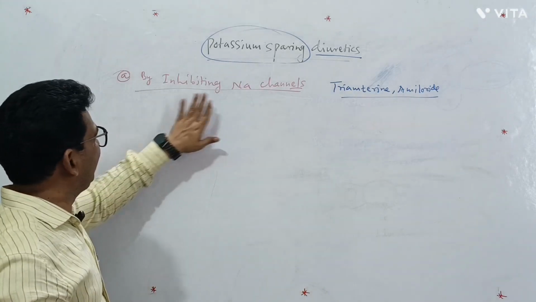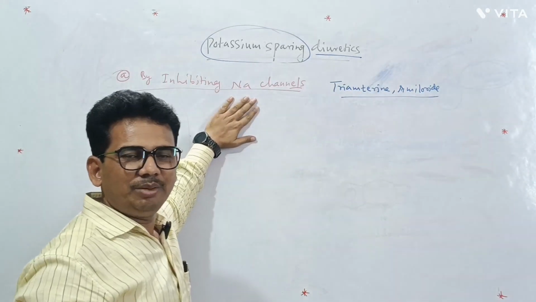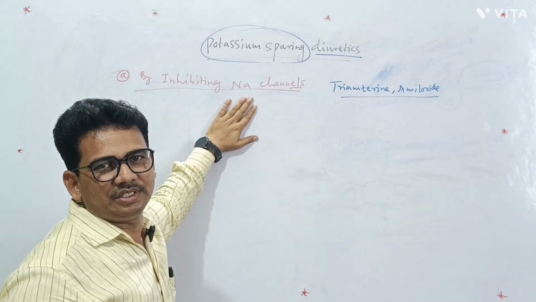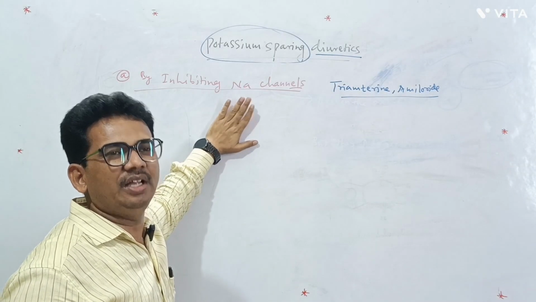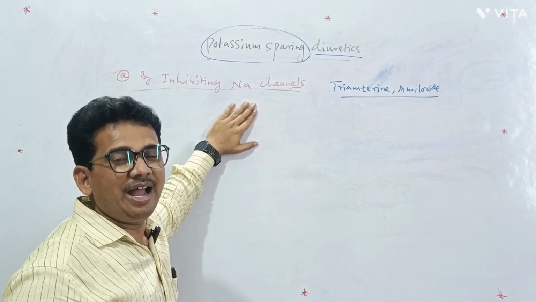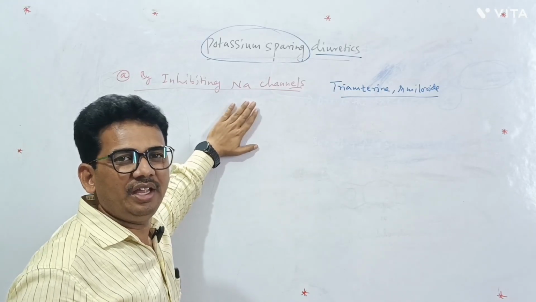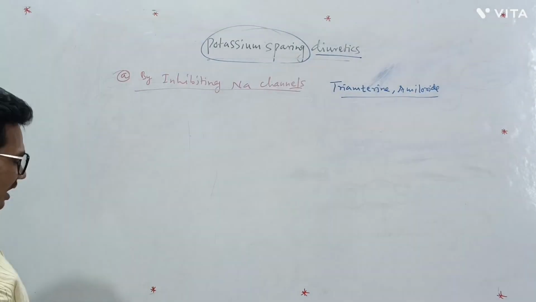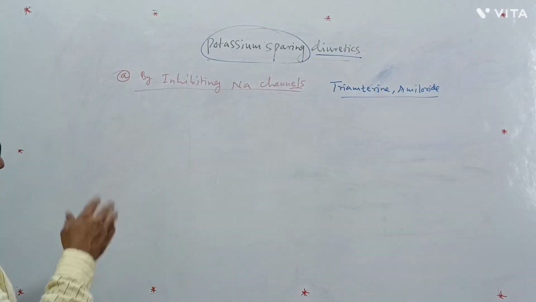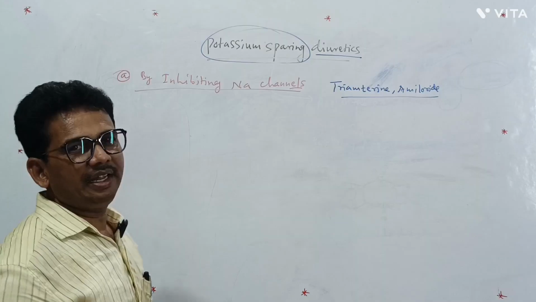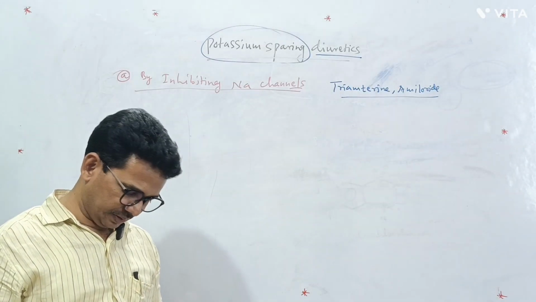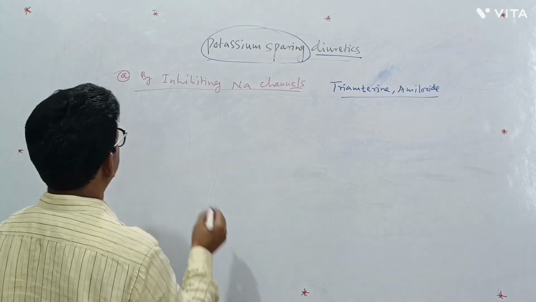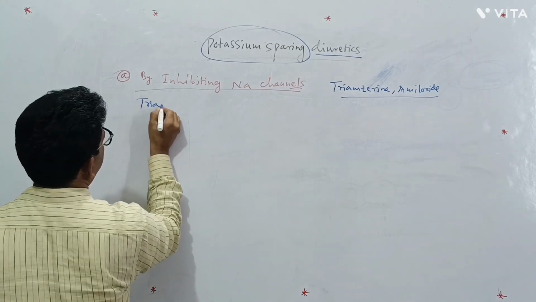Okay, sodium channel inhibitors means they inhibit the sodium. Understood? They inhibit the reabsorption of the sodium along with excretion of the urine. That's why these are called the sodium channel inhibitors. Which ones? Triamterene and amiloride. Then I will write the structure of the triamterene first. We'll go for triamterene.